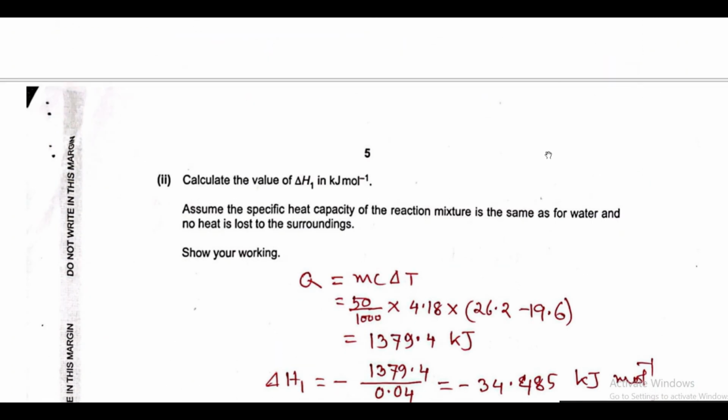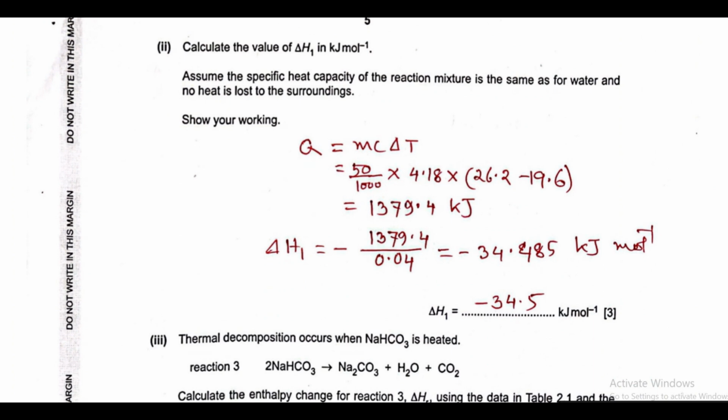Next, number 2, calculate the value of del H1. Assume the specific heat capacity of the reaction mixture is the same as for water, meaning 4.18, and no heat is lost to the surroundings.